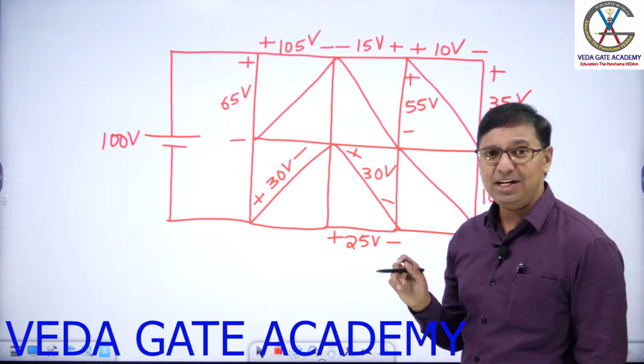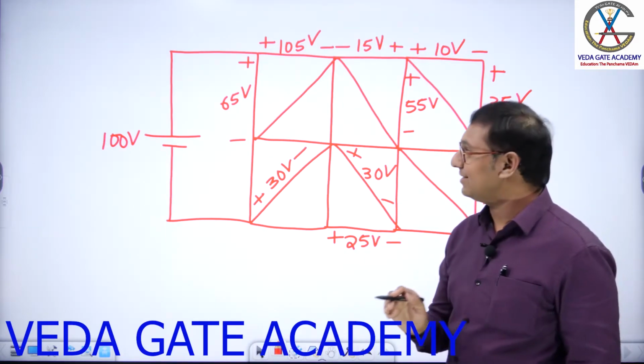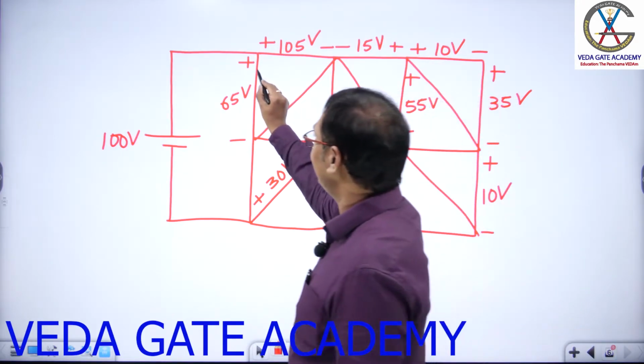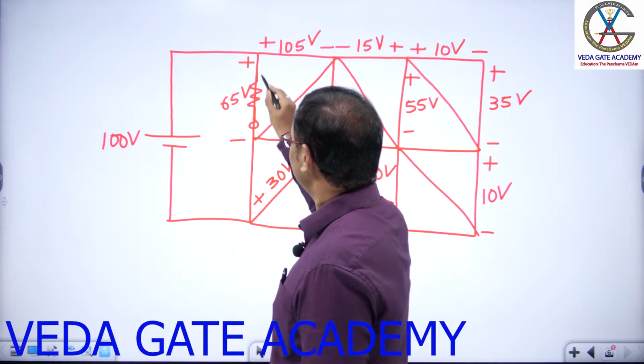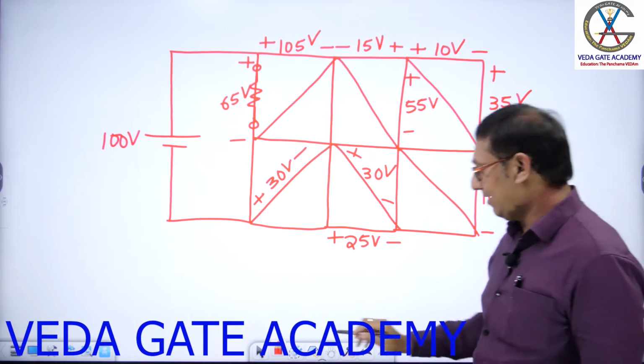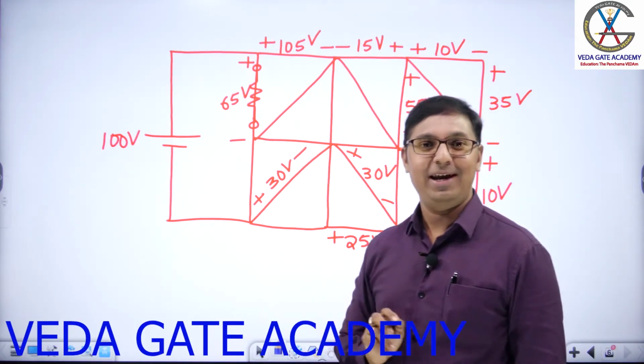Here, my intention is to calculate these branch voltages. Please don't say, sir, all are short circuit branches, that's why the voltages are zero. Here we have resistors, dears. All the resistors, some sources and some resistors. Right. Now let us start finding this branch voltage.